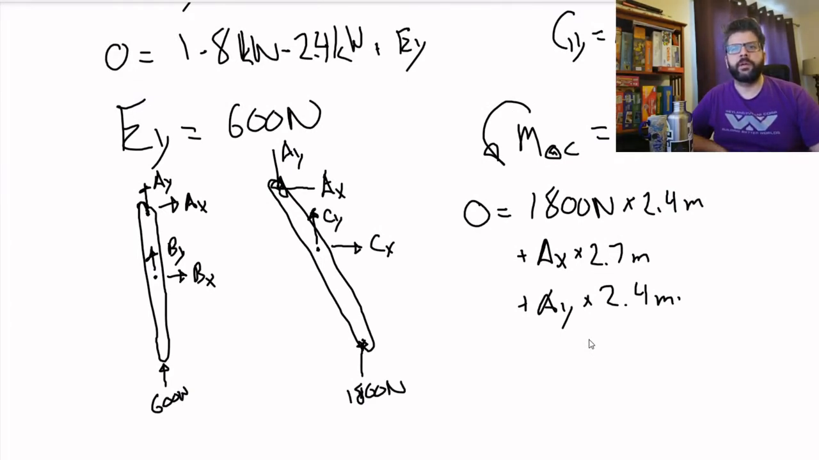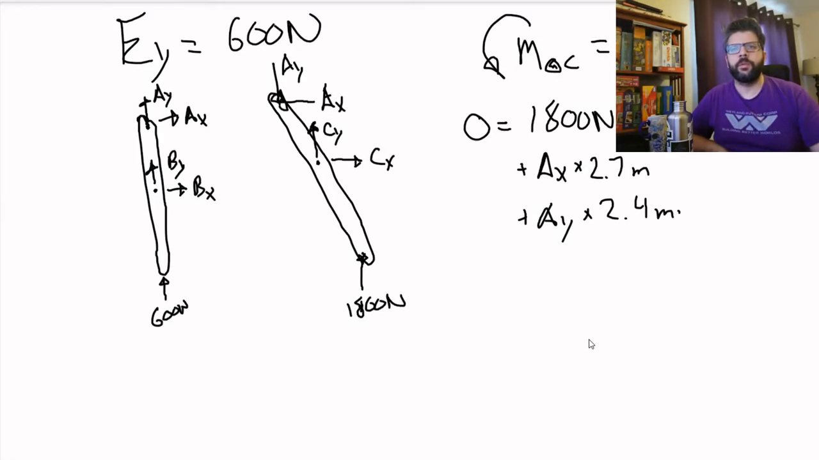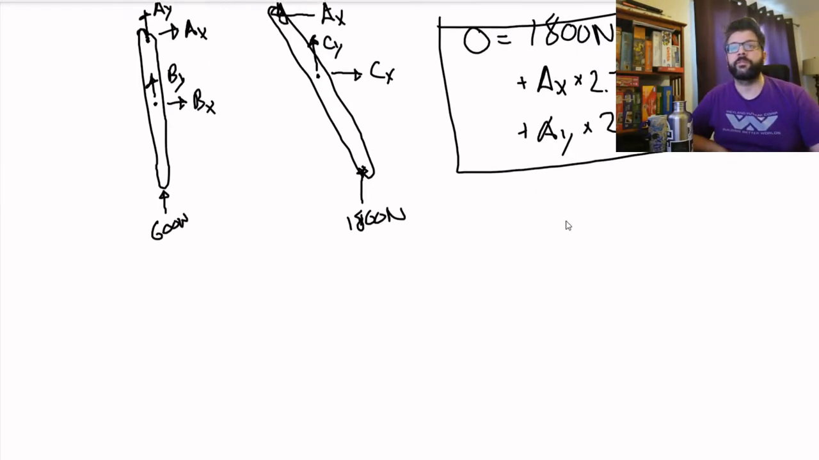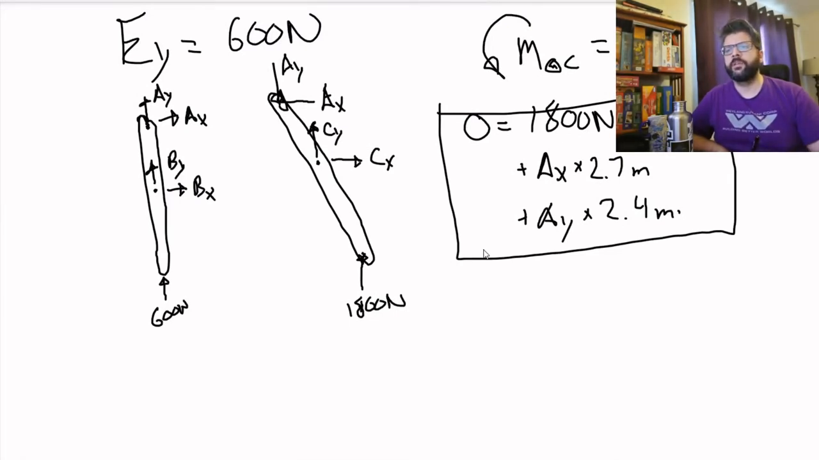Okay, so right now we've got two unknowns and one equation going on here. But if we take a moment about B, then we can solve for the AX. So taking a moment about B is equal to zero.